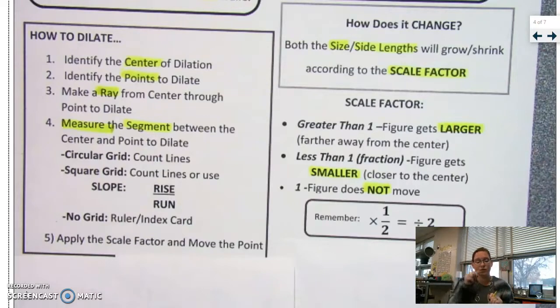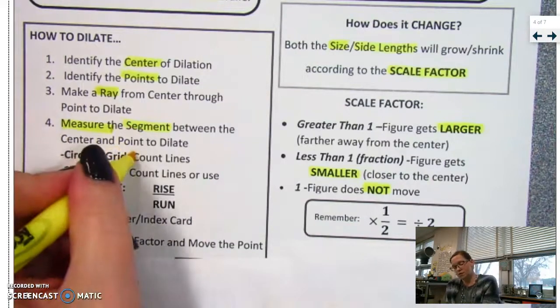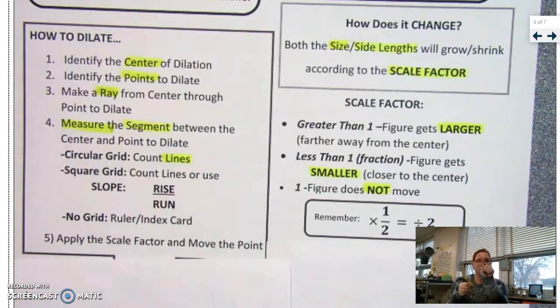And there are several different ways that we learned on how to measure those distances. If you're dealing with a circular grid, we know on a circular grid you have to count the lines that you are passing. As you're passing those circular grids, you're going to count those little grid marks as you get to your point.